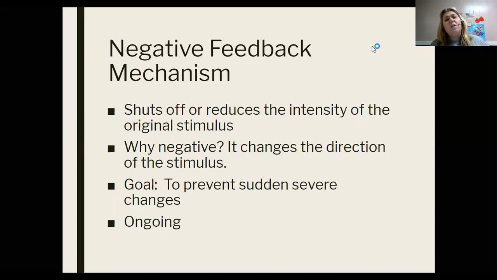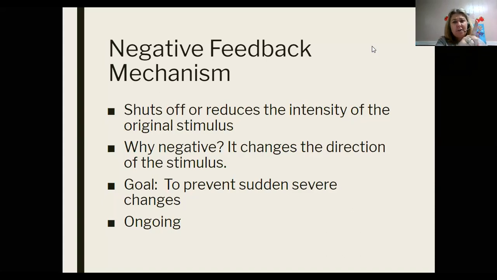Okay. The goal of negative feedback is to prevent sudden severe changes. This happens all the time. Body temperature, pH, water levels, sugar levels, insulin, things like that. They're constantly happening. It's ongoing. We don't really ever even notice that it's happening unless it becomes too bad one way or the other, okay? So that's negative feedback mechanism.